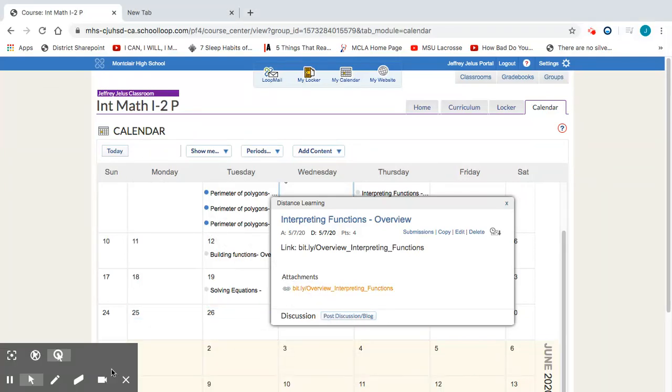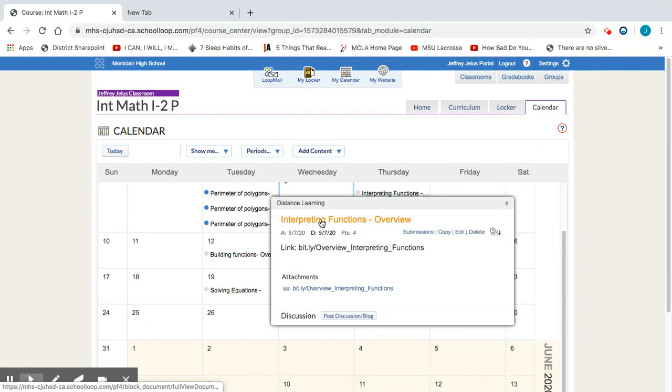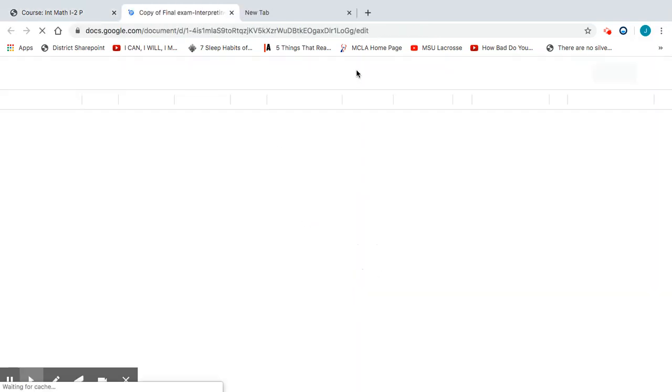All right, here is today's lesson. When you go in, you're going to see interpreting functions and overview, and you click on the link, and the link is going to bring you here.